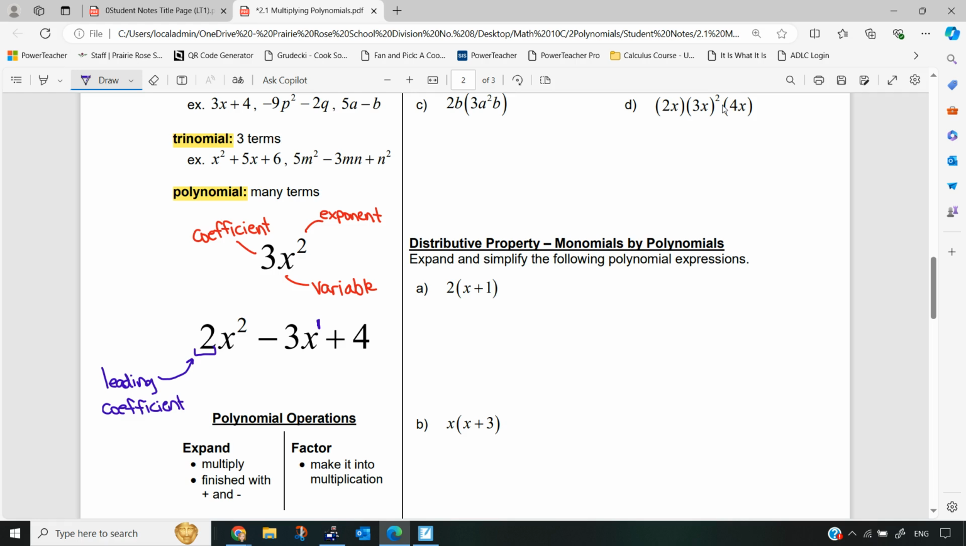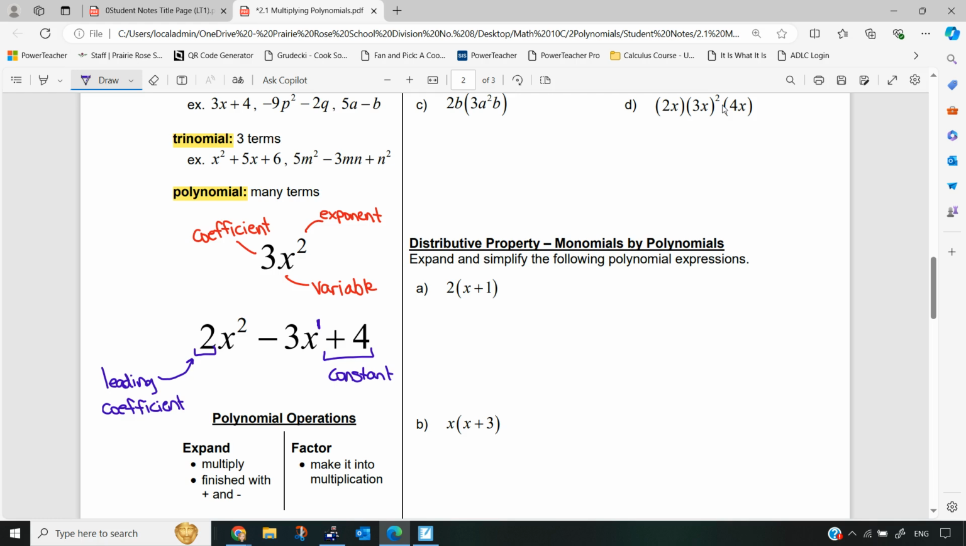Now, the last piece that I want to point out is our positive 4. So we have 2x squared minus 3x plus 4. The positive 4 is referred to as our constant. And it's called our constant because it always stays the same. You'll notice that when I have an x squared or an x, the value of that term will change depending on what I put in as my value for x.